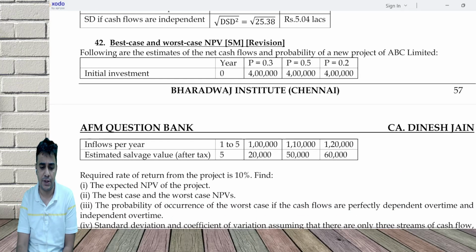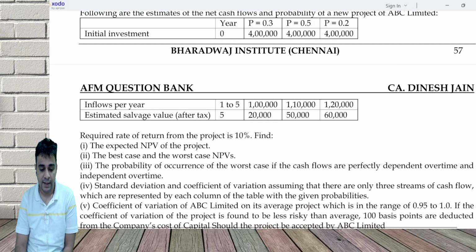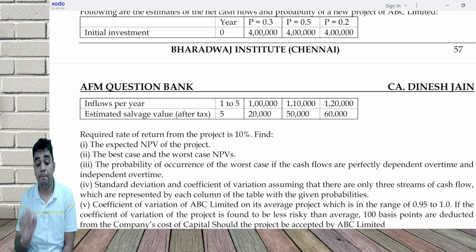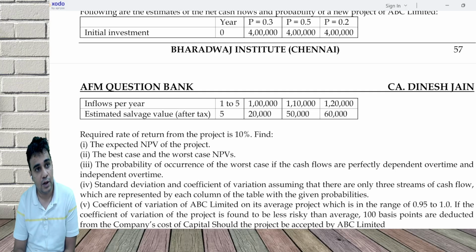So let's come to 42. Following are the estimates of the net cash flow and probability of a new project of ABC Limited. Be in listen mode. Initial investment 4 lakh. Inflow can be 1 lakh, 110 or 120. Salvage value can be 20, 50 and 60. Cash flows are directly given. Expected NPV, best case and worst case NPV.